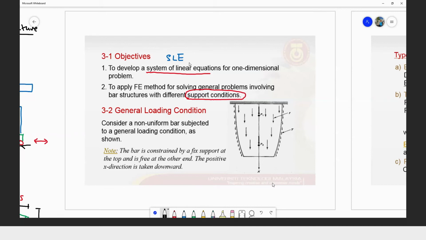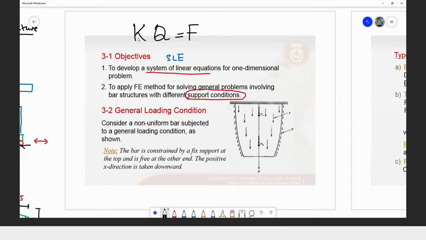So, the system of linear equations that we are going to generate from the finite element method is in the form of K Q equal to F. So, throughout topic number 2 until topic number 8, this is in general the system of linear equations that we are going to generate, in the form of KQ equal to F. Throughout our discussion, this is what we want to produce.